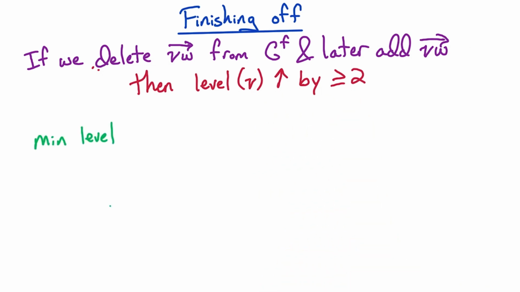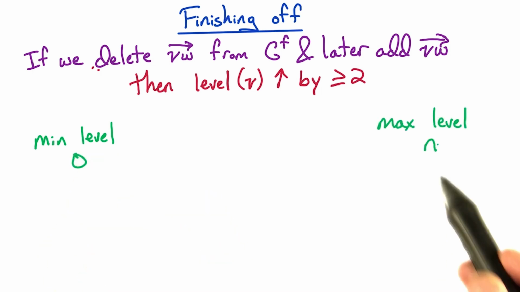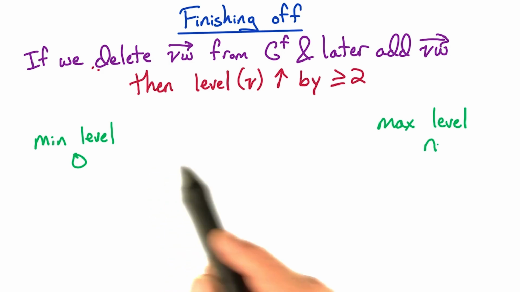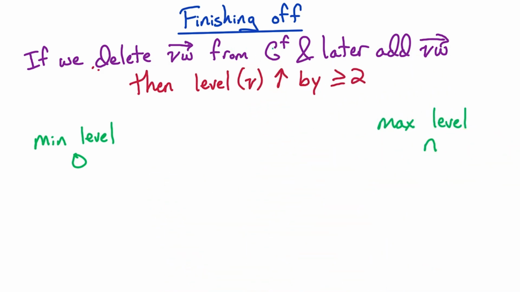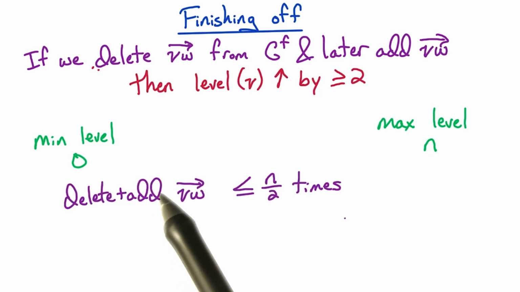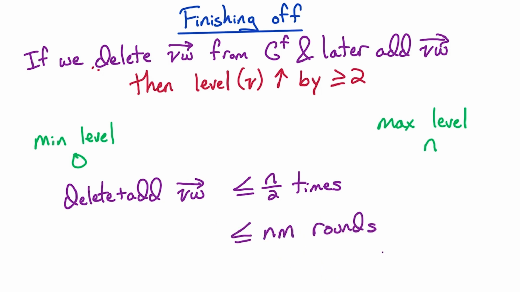Now what do we know about the level of vertices? The minimum level is 0, that's for vertex S itself. The maximum level is n. Therefore, what's the maximum number of times that we can delete and then add this edge back into the residual network? We can delete it and then reinsert it at most n over 2 times. Since there are m edges in the graph, this proves our main result that there are at most nm rounds in the Edmonds-Karp algorithm. And that completes the analysis of the Edmonds-Karp algorithm.